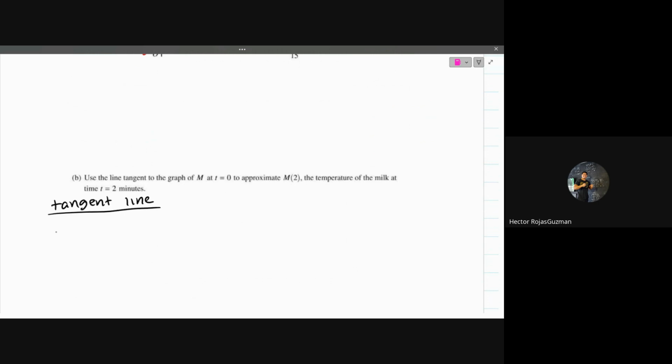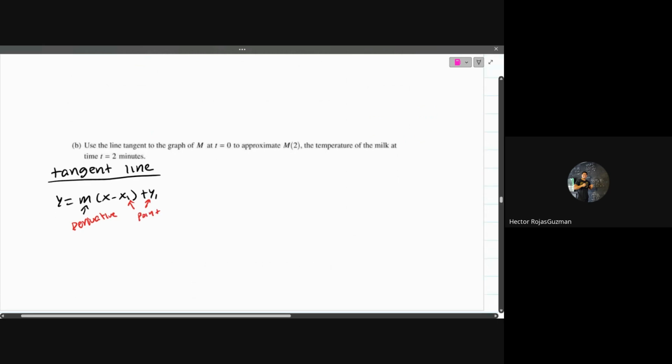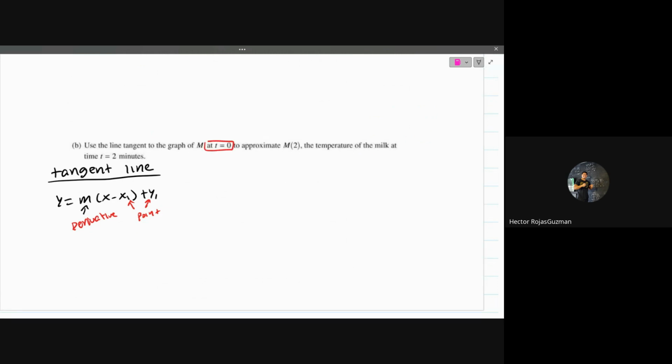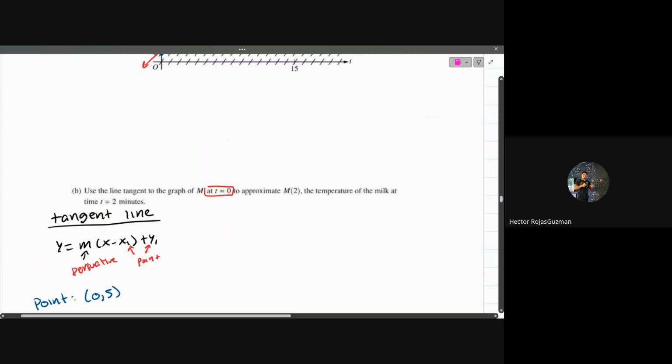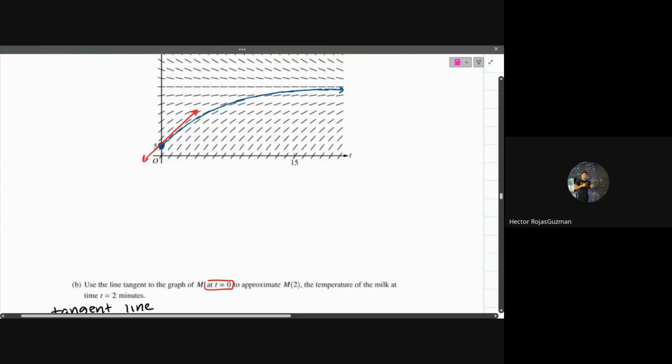The equation for the tangent line, in simple terms, is y equals m times x minus x1, plus y1, where m is the slope, aka the derivative. And then we have a point. So we want to make a tangent line at the point when time is equal to 0. So this means that my point is going to be (0, 5), as you can see from the slope field above.